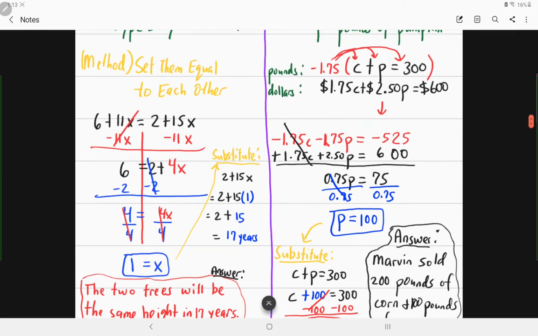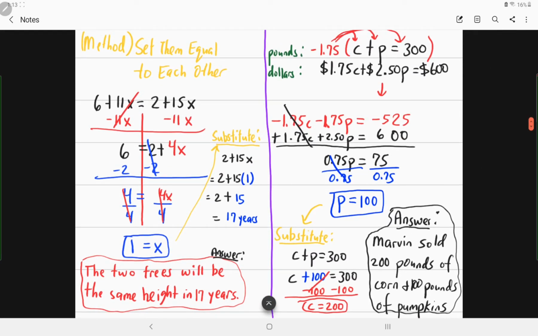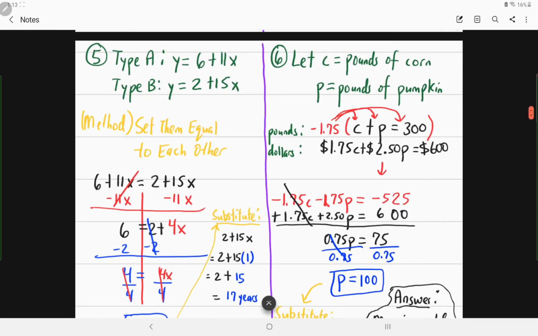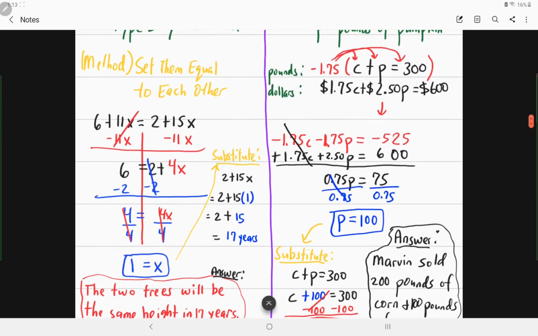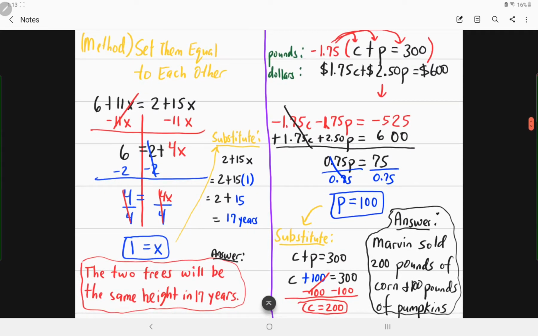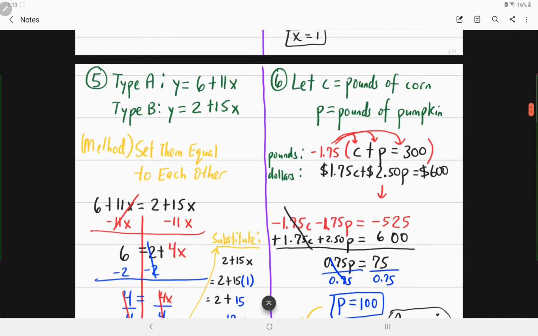Set them equal, solve. X is equal to 1, but that's a mistake if you choose that as the answer. It's not done yet. Because yes, x is equal to 1, but the question is asking how many years will it take for these trees to be the same height? So for that, you want to substitute, and again, choose the top or the bottom equation, doesn't matter. I chose the top. And here, when you substitute, you're going to get 17. So in 17 years, the heights will be the same.